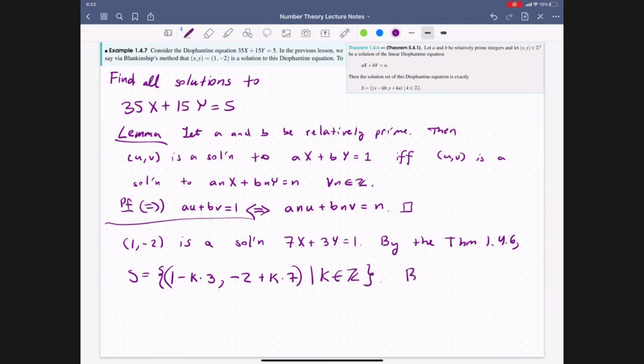And then by the lemma that we just saw, S is the solution set to 35x plus 15y equals 5. So whenever you're finding solution sets to linear Diophantine equations where A and B are not necessarily relatively prime, divide off by the GCD and then apply the theorem to that corresponding equation and you'll get your result.